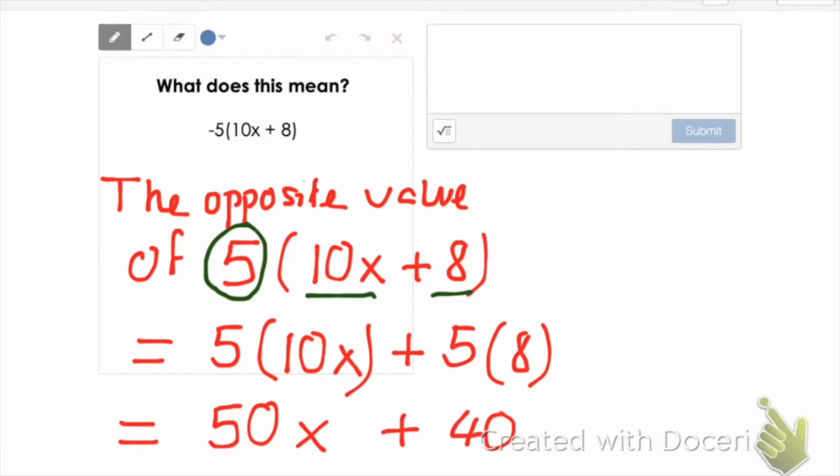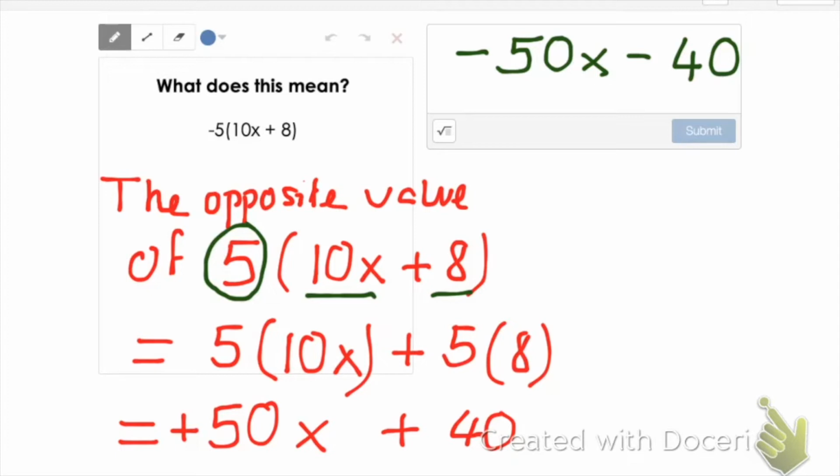So now we're going to take the opposite value. So 50x right here is the positive, right? So the opposite of positive 50x is going to be negative 50x. The opposite of 40 is going to be negative 40. Are you with me? So that's what it means. But how can we do it without doing two steps?